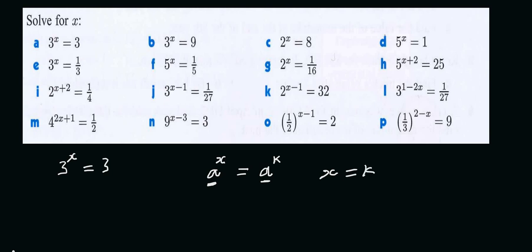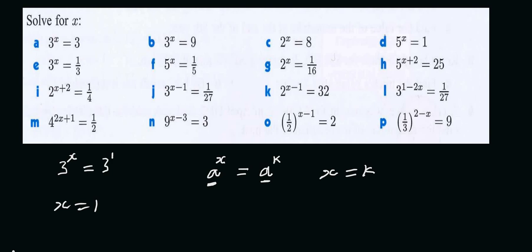Whenever you are dealing with an exponential equation, always look out for the base. If you have a base on one side and the same base on the other side, then the exponents will be equal. So a exponent x is equal to a exponent k, therefore x is equal to k. Over here we have 3 exponent x equal to 3, so this will become 3 exponent 1. Automatically, x will be equal to 1. Does that make sense? I hope it does.